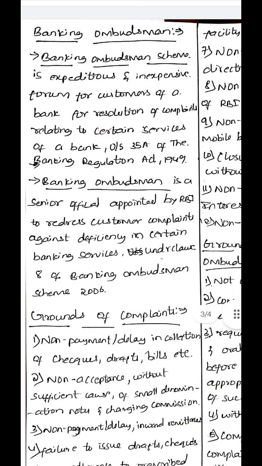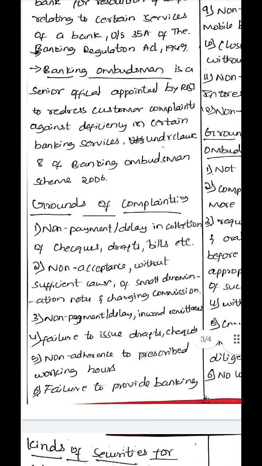The banking ombudsman is a senior official appointed by the RBI to redress customer complaints against deficiency in certain banking services under clause 8 of the Banking Ombudsman Scheme 2006. So this banking ombudsman will redress customer complaints if he is aggrieved by banking services. The next is grounds for complaints. On what grounds can a customer file a complaint in the banking ombudsman scheme?